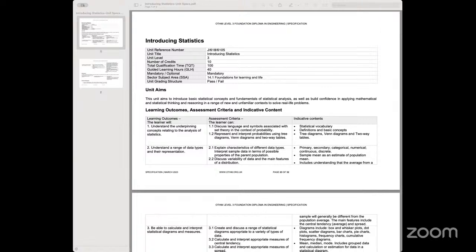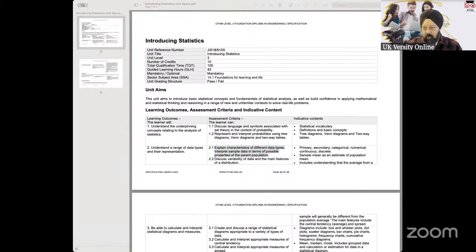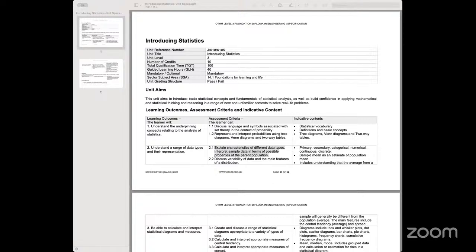Yeah, I've gone through the first one. I've done the first bit, the 1.1, discussed the language and symbols associated with set theory in context of probability. But then the represent and interpret probabilities using tree diagrams, Venn diagrams, and two-way tables, I'm kind of struggling with just what I need. Like, I don't know how to do diagrams on Word or anything like that. I can't seem to find the content to explain.